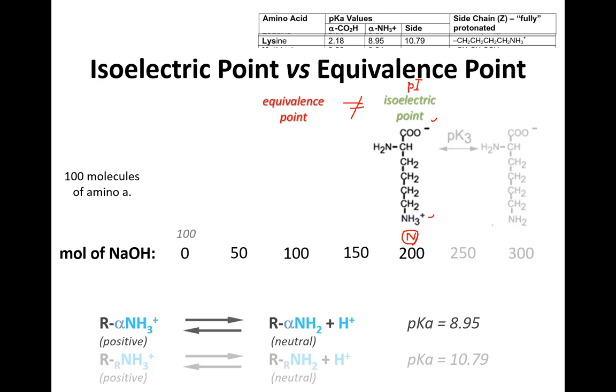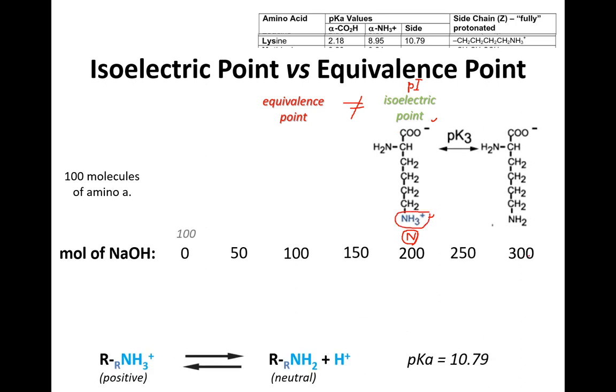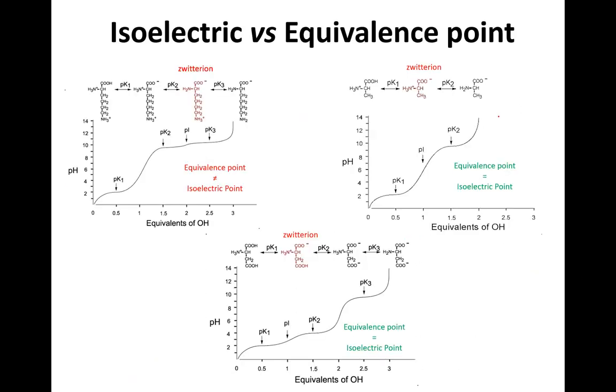Then if you keep moving on, you will start deprotonating this group. Once you have added 3 times as many molecules compared to the molecules of amino acid, you would have fully deprotonated your amino acid. All right. Again, this is to stress the difference between the equivalence point and the isoelectric point. By definition, sometimes the values might coincide, like for glycine, right? The example here. In this case, the equivalence point and isoelectric point, by definition, are different, but the pH values are the same. This is both the equivalence point and the isoelectric point for glycine.